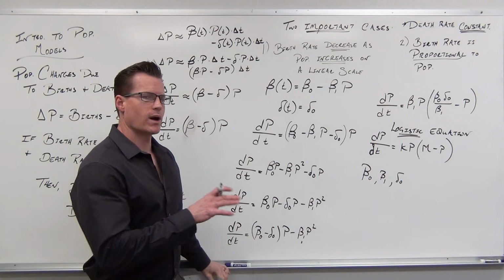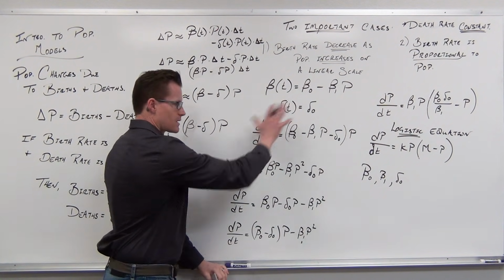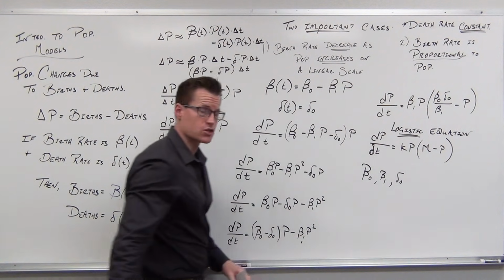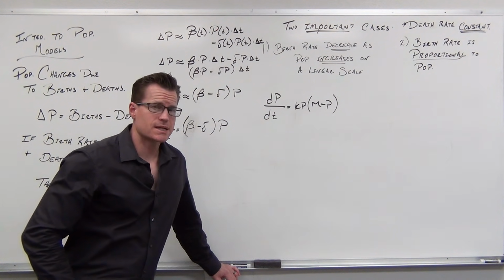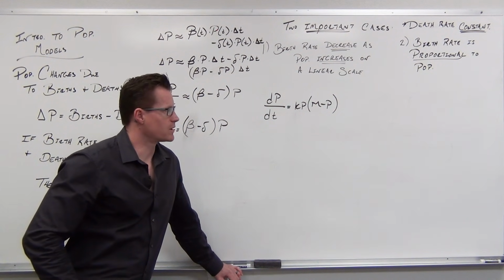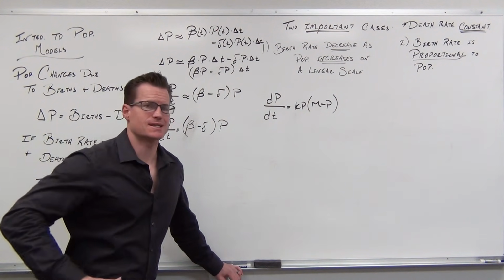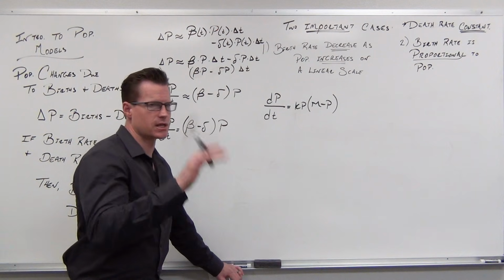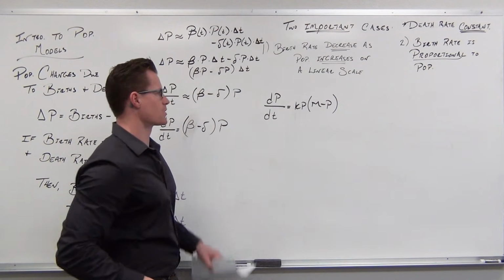So I'm going to talk about what happens in just a minute. I'm going to erase this little bit. I'm going to rewrite that logistic equation. All right, so let's take a little closer look at the logistic equation. Let's take a closer look at what would happen if our birth rate is decreasing as our population is increasing on a linear scale. We get this logistic equation.